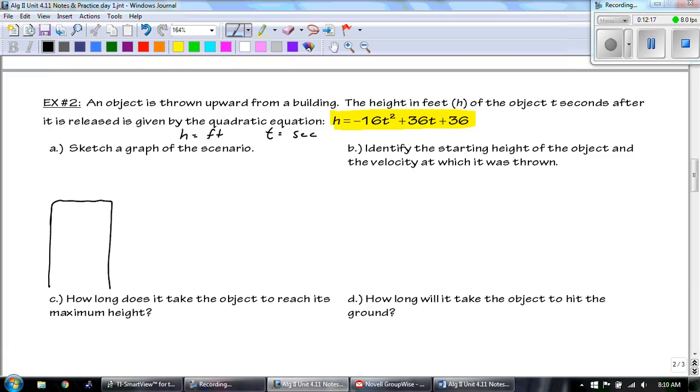Okay, so here we go. We're on our building. Here we go. It's got some windows in it.